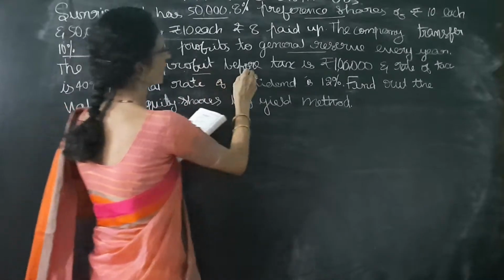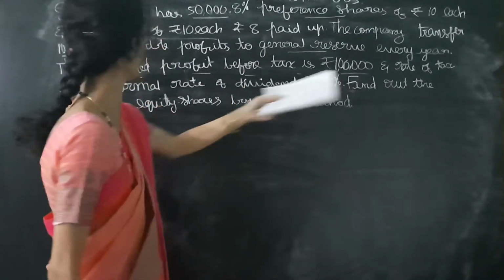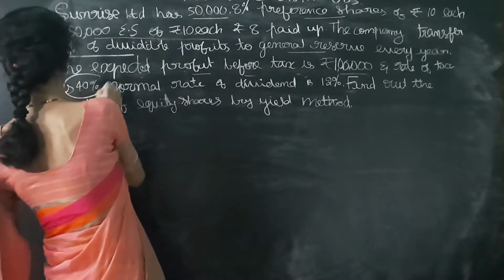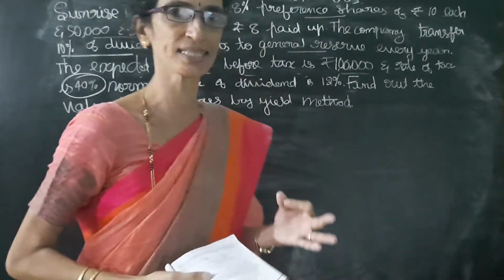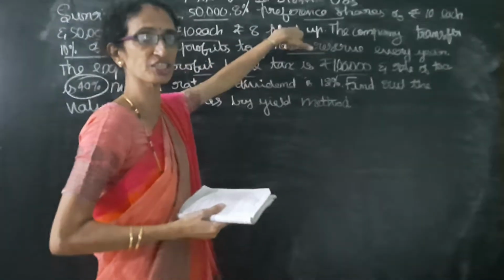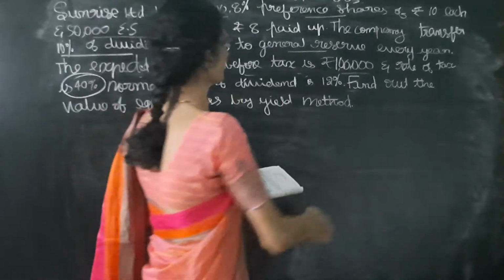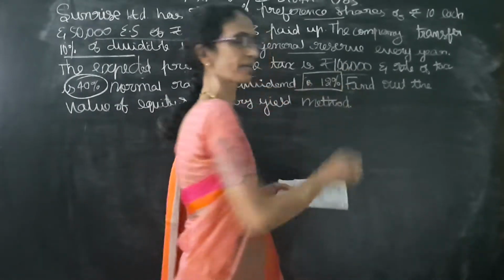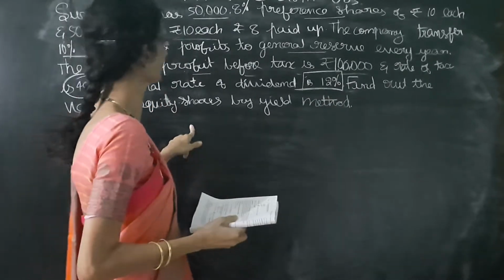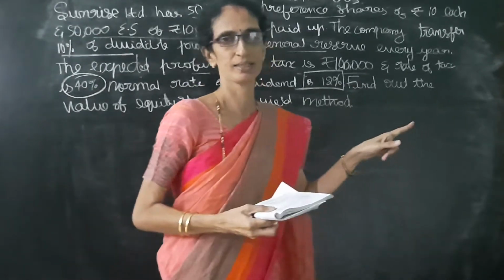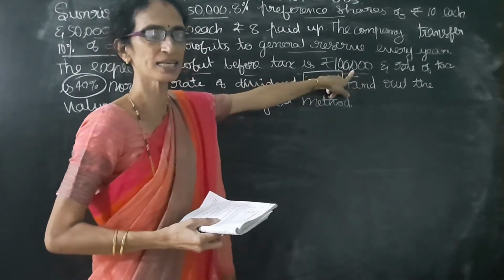The profit before tax is 1 lakh. So the profit is given, it is 1 lakh, and the rate of tax is also given, it is 40%. Here reserve is given as well as tax is given and also the preferred share is given. The normal rate of return is 12%. Find out the value of equity shares by yield method. So we have to follow the yield method because average profit is given.